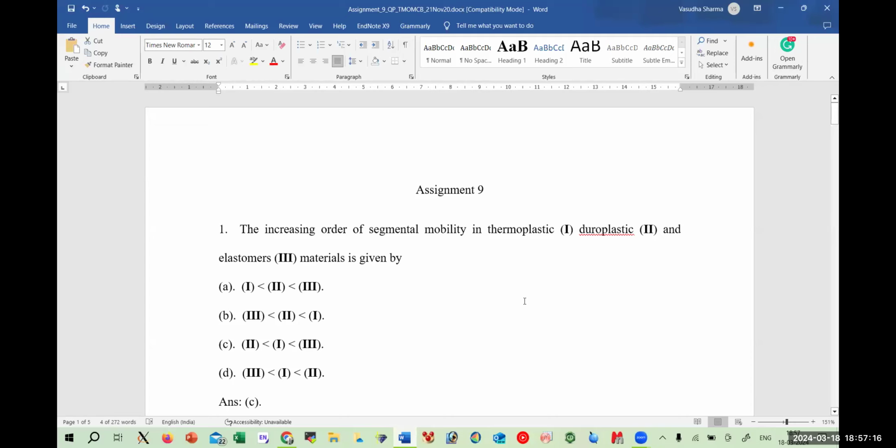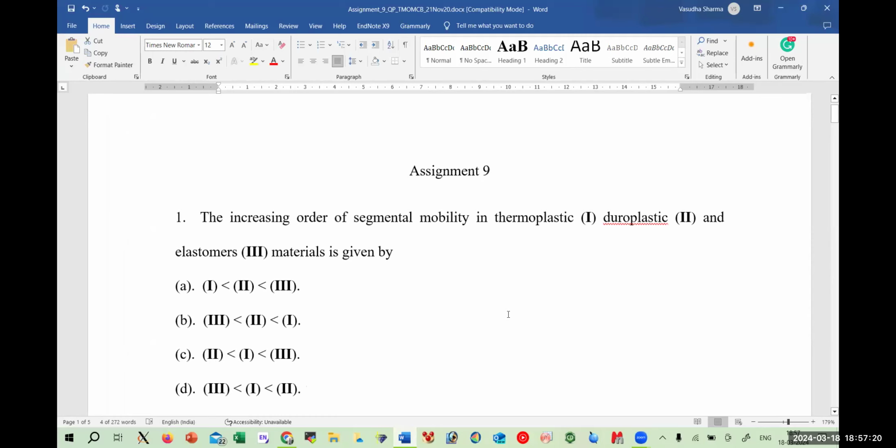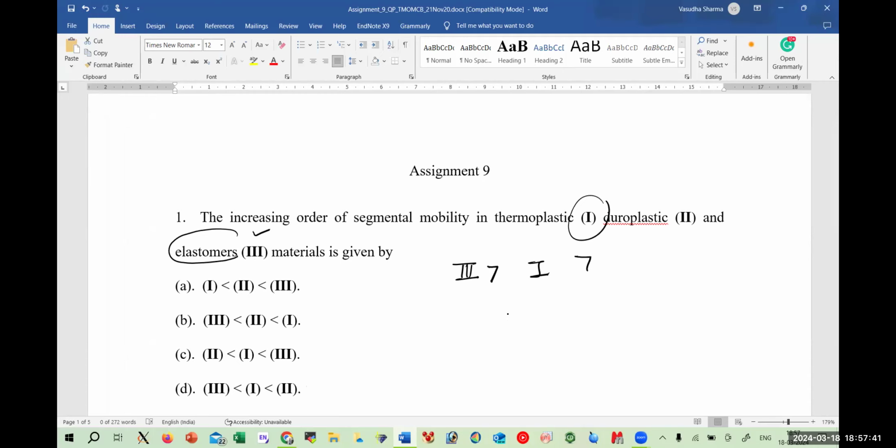So here the first question asks for the increasing order of segmental mobility in thermoplastics, duroplastics, and elastomers. We have already explained that elastomers have the maximum compared to duroplastics. Thermoplastics have more, and duroplastics have the least. So the right option is C.